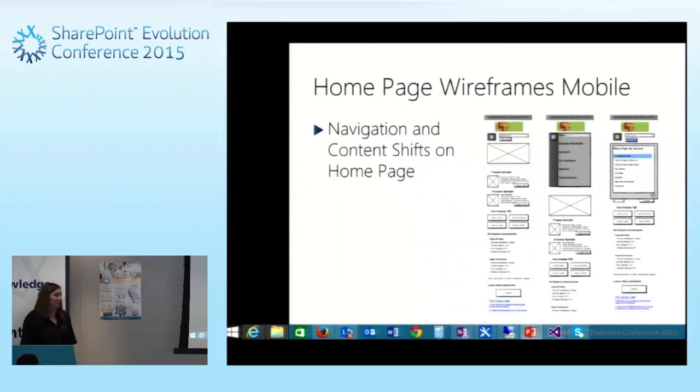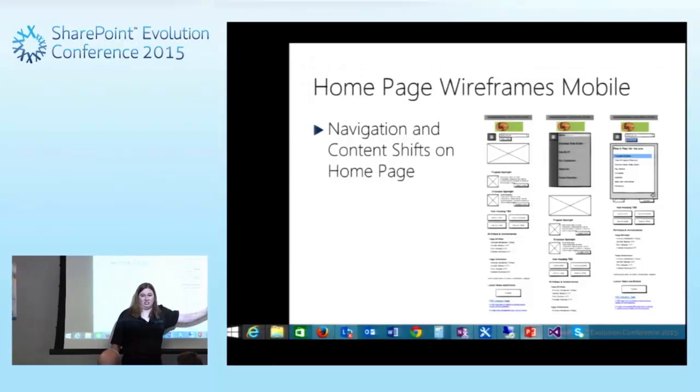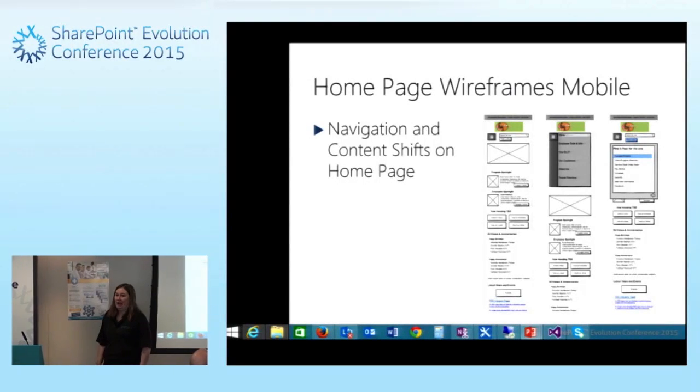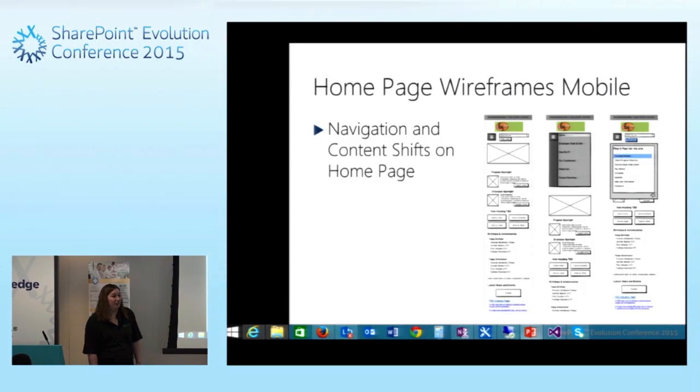Now, if you happen to be doing responsive design or adaptive design, you would also be doing wireframes for your device sizes, right? So this is for mobile. On these, you can see I designed how the navigation shifts around and how the content moves as the navigation is expanded, so that we can have those conversations about what they're getting, how they're getting into that navigation, and how they're getting around on their mobile device.